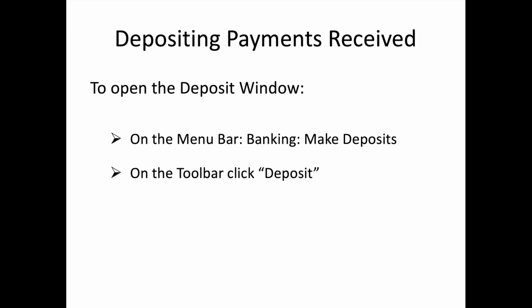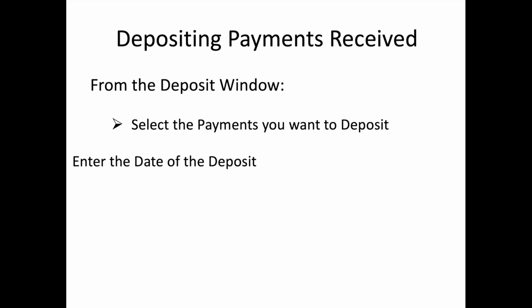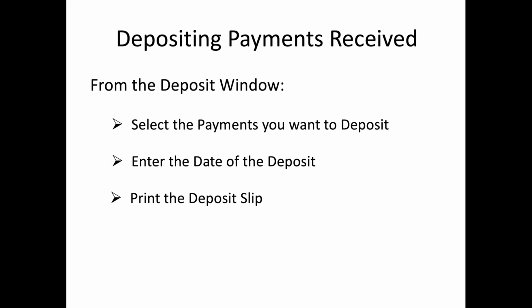To deposit a payment that you have already received and are holding in the Undeposited Funds window, you have to first open the Deposit window. You have 2 ways of doing that. From the menu bar, select Banking, Make Deposits, or on the toolbar, click Deposits. Once you're in the Deposit window, select the payments that you want to deposit, enter a date for the deposit, print a deposit slip if you want, save the transaction.